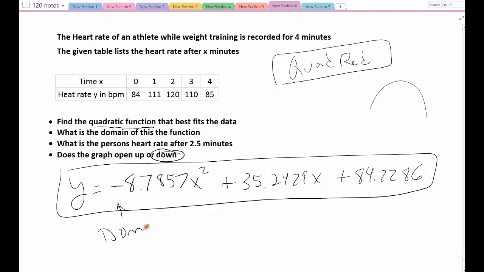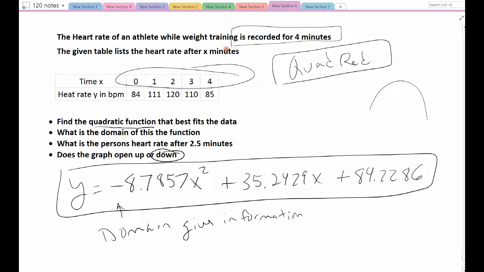All right, what's the domain? The domain actually goes with the given information. Whenever you're given statistical information, the domain is what you have. So the domain for this function are the values of the time. They only recorded the time between 0 and 4, right? That's when they recorded the time, and so that's when this equation works. It works over the 0 to 4 domain. And so the domain would be 0 to 4 and every time in between. So that's the domain of this function.